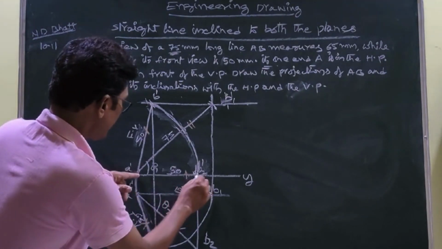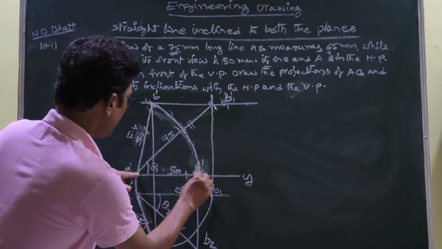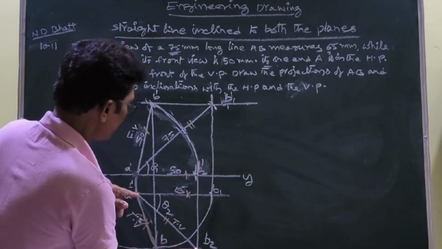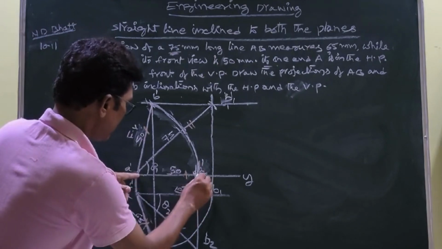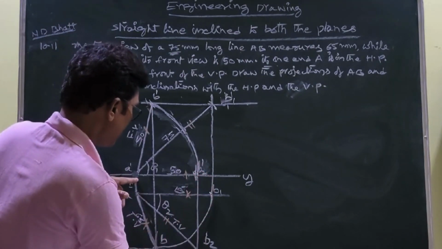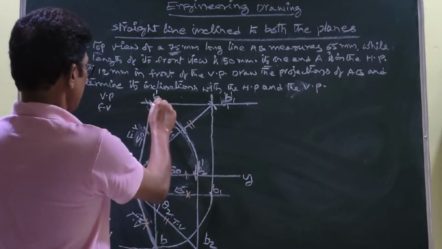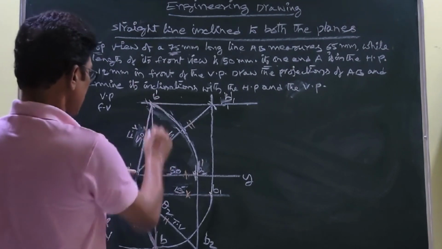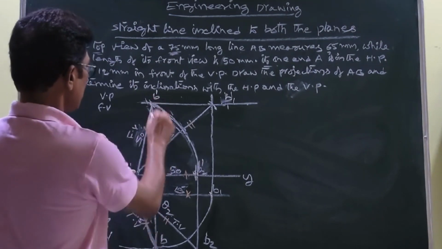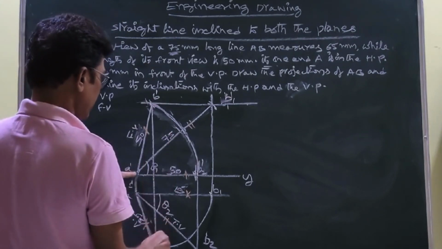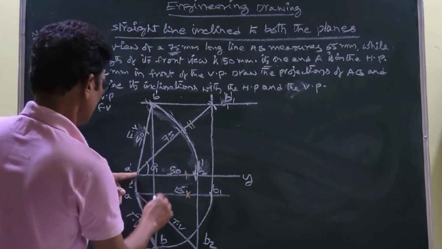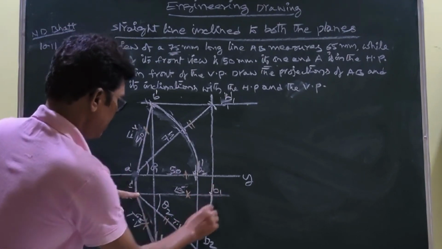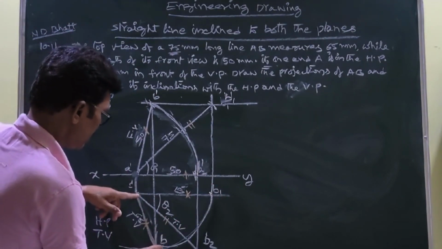Next you come to the top view. We know that this is the point. This is the top view, and this is the front view when it is inclined to VP. From here you draw a vertical line. Once you draw this front view when the line is inclined to both the planes, we know that B dash in the front view and B in the top view should be in the same line. So you draw a projector perpendicular to the XY line. Then with AB1 as a radius, you draw an arc. It cuts this vertical line. This point is B.